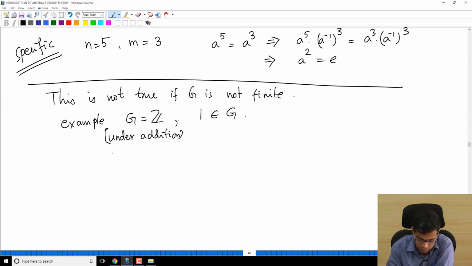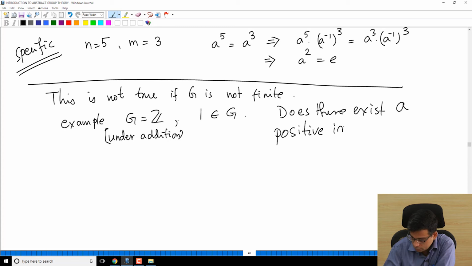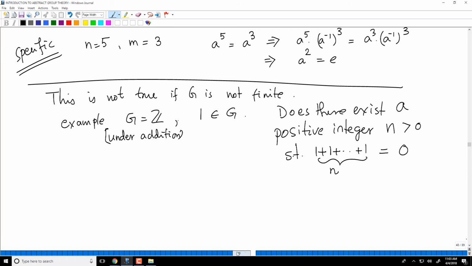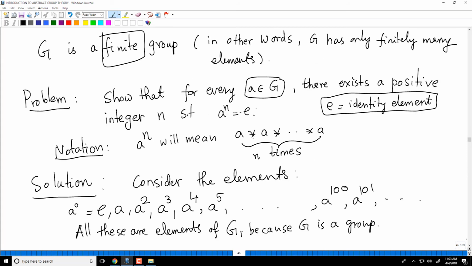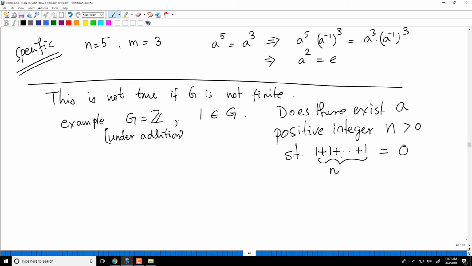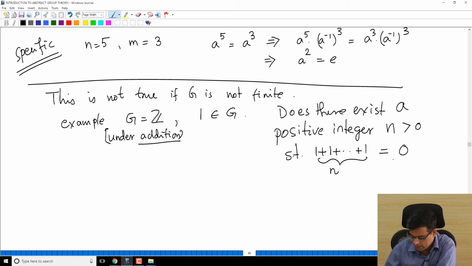Here, spelling out exactly, does there exist a positive integer n such that 1 plus 1 plus 1 is the identity? Remember, a power n is e. So, that means we want a star a n times. Does there exist something like this? So, 1 plus 1 plus 1, because addition is the operation here and the identity element is 0. Does there exist something like this?